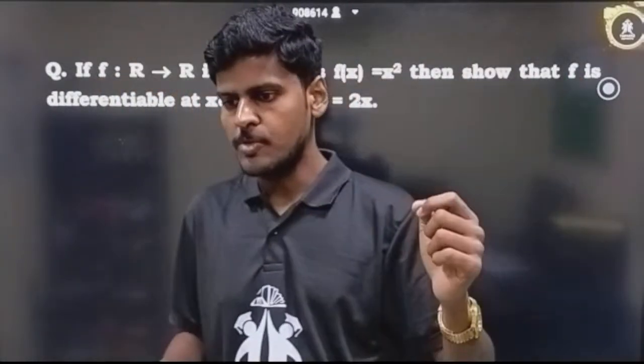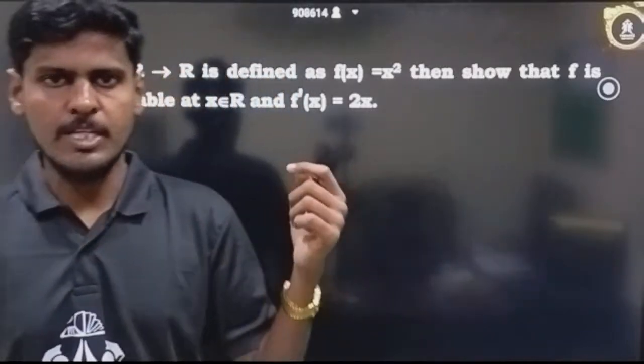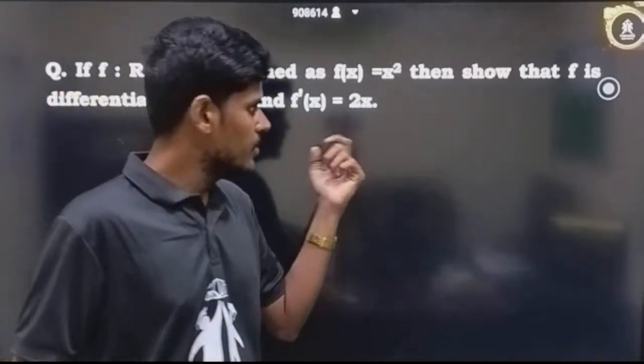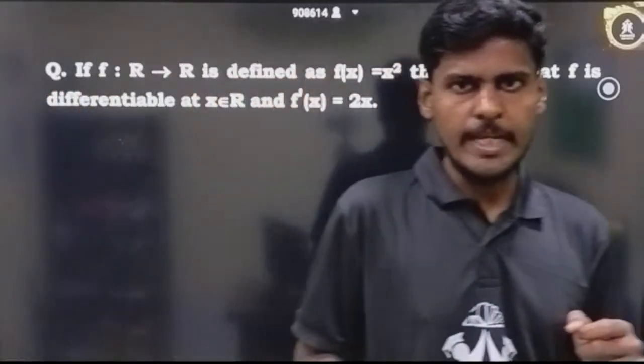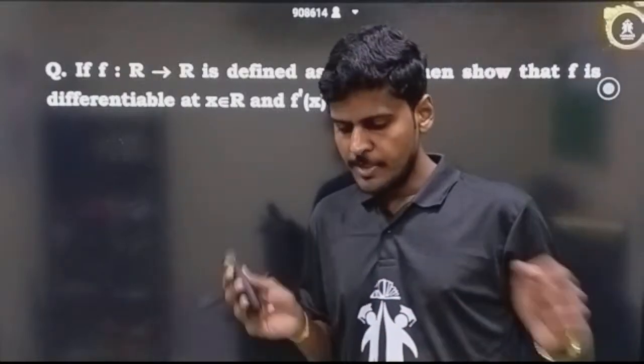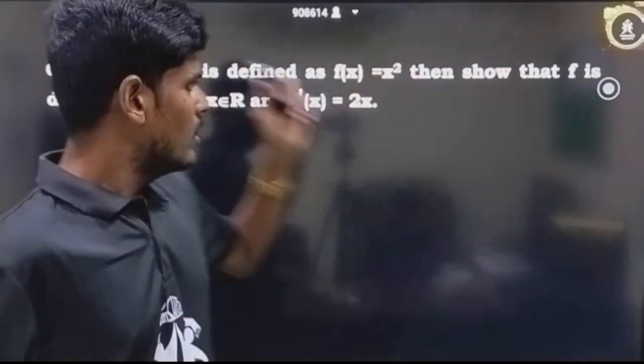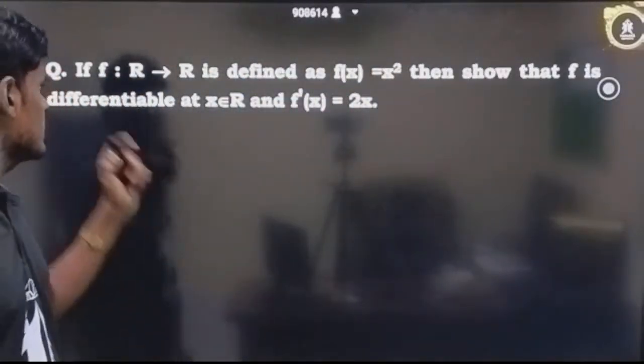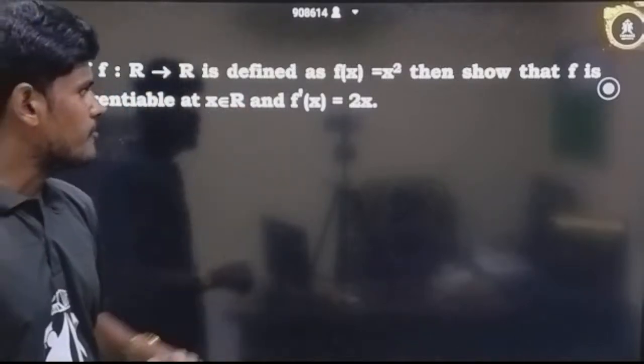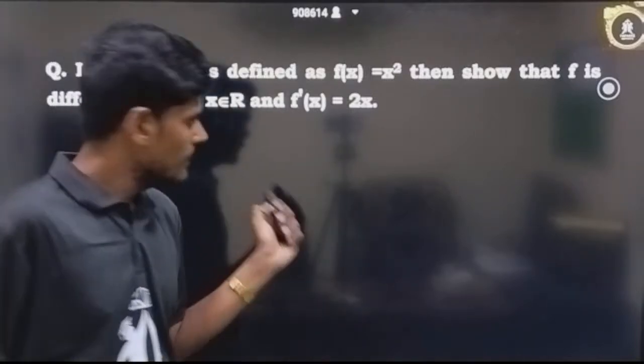Or if it is a subjective question with higher marks, say a 4 marks or 5 marks question, then use the first principle method to find the derivative of the function. Otherwise, you can use the formulas directly. Okay, now we will solve few problems. Show that f dash of x equal to 2x.